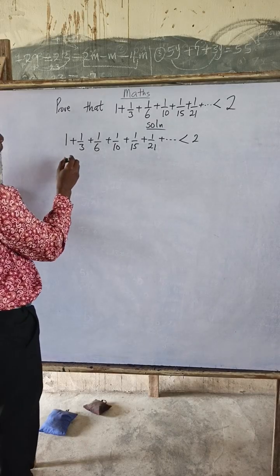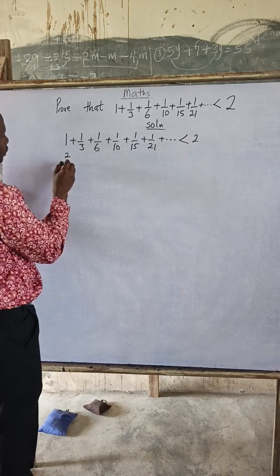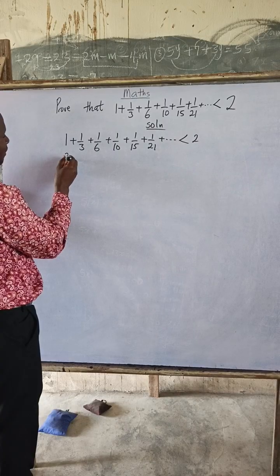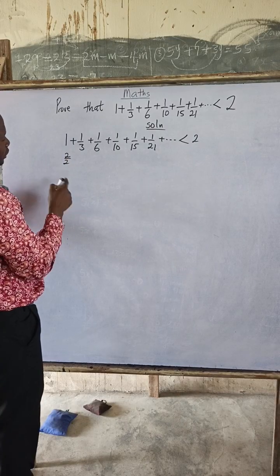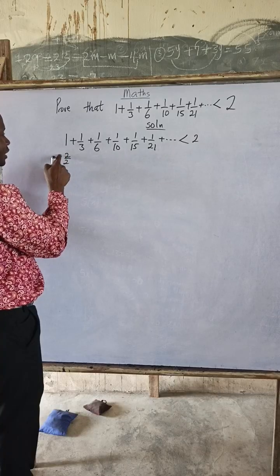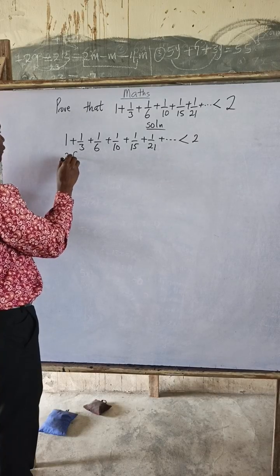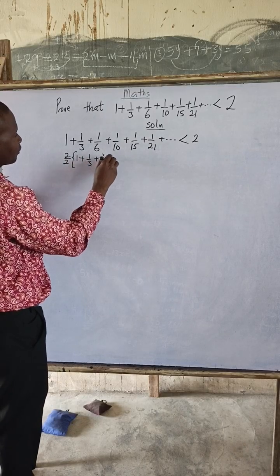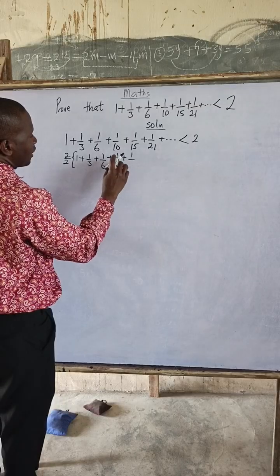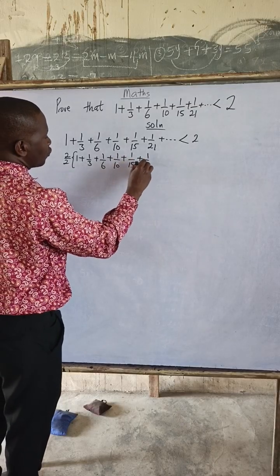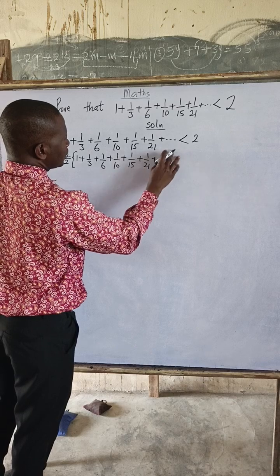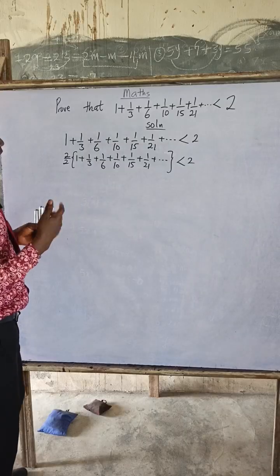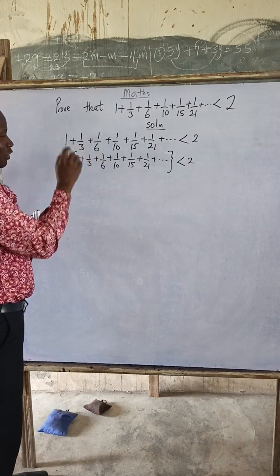Let's say we have 2, we multiply by 2 and at the same time we divide by 2. When you multiply by 2 and divide by 2, you have 1. So 2 over 2 is 1, and whenever this is multiplied with any number, you are going to have that number. That is, we have 1 over 3 plus 1 over 6 plus 1 over 10 plus 1 over 15 plus 1 over 21 plus, and everything here is less than 2. So, as I said earlier, mathematics will amaze you.